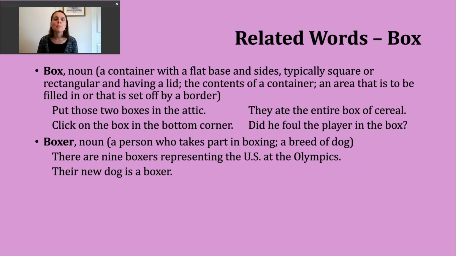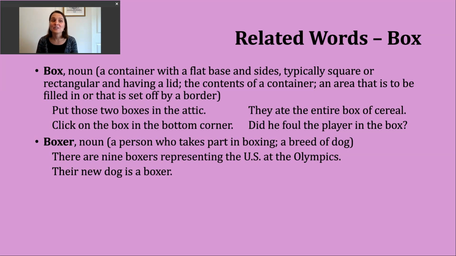So, an example of that, put those two boxes in the attic, right? So, these boxes could be made out of cardboard, plastic, or really just about any kind of material. A second way to use the noun box is to refer to the contents, so what's inside the container. An example of that, they ate the entire box of cereal. Okay? So what this sentence means is they ate everything that was inside the box. They did not eat the actual container. So those first two definitions of the noun, they might seem very close, and they are, but there is a slight difference that could help your communication.